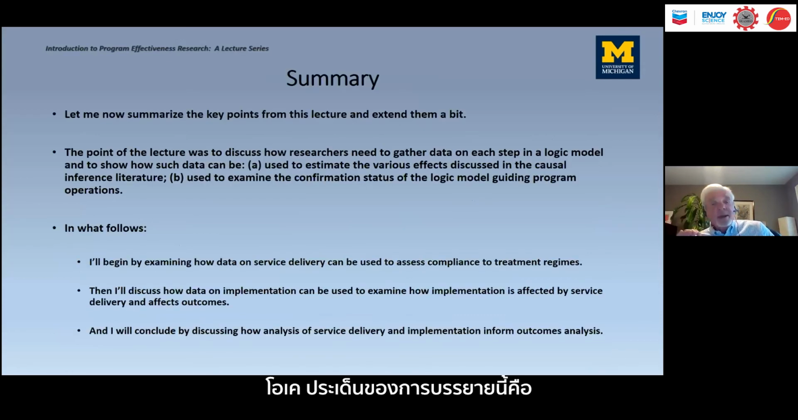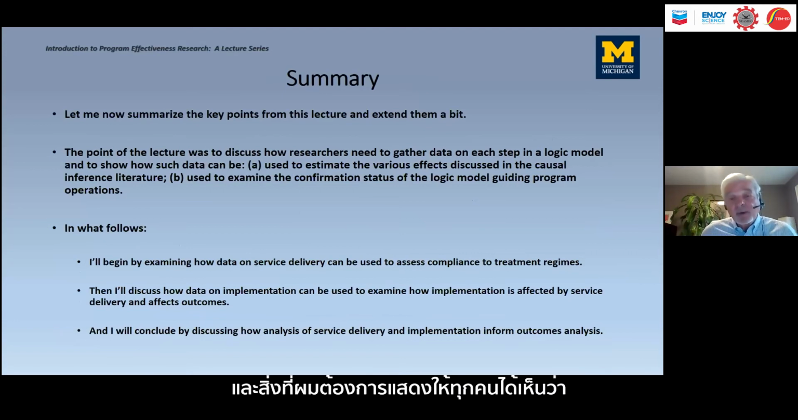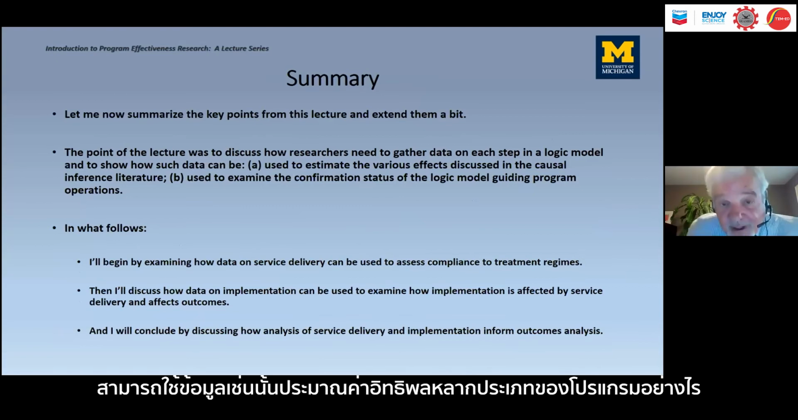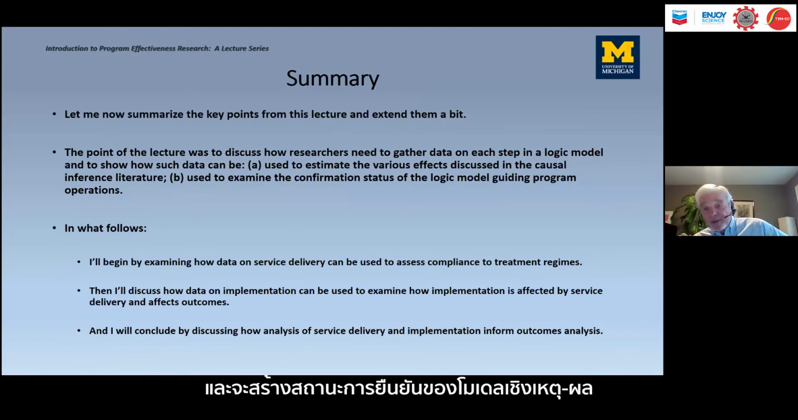Okay, the point of this lecture was to discuss that researchers need to gather data on each step in a logic model. And then what I wanted to show you is how such data can be used to estimate various kinds of treatment effects, and how those treatment effects inform the confirmation status of a logic model.